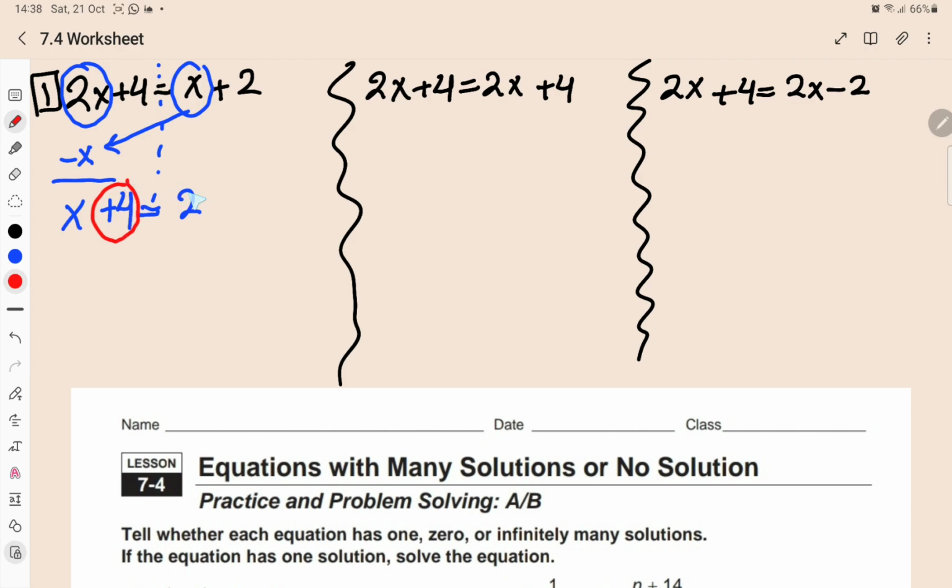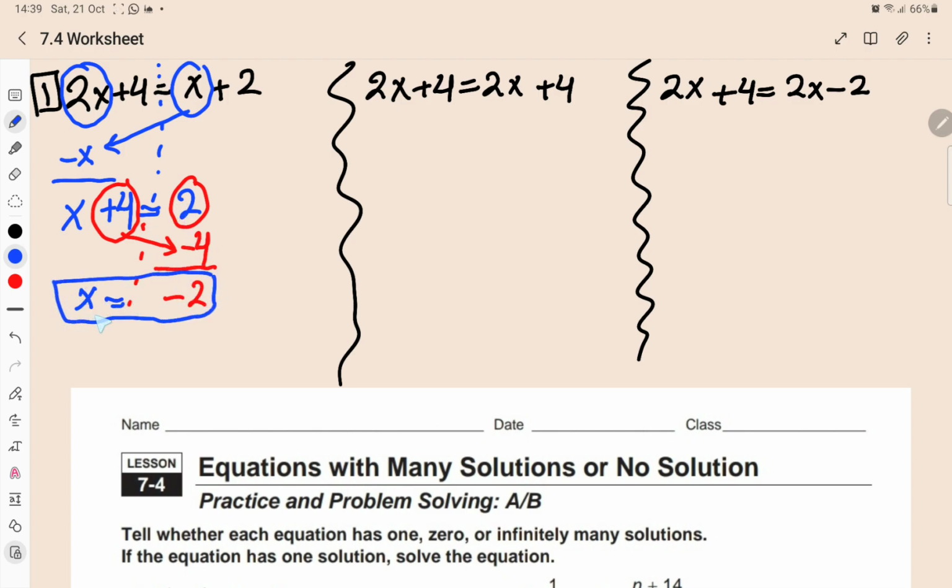Like terms 4 and 2. Combine the like terms. 4 can move to the right with negative. 2 minus 4 is negative 2. So now you have x equals negative 2. Why did I move the 4? Because I want the x to be on a side and numbers on the other side. So x equals negative 2.